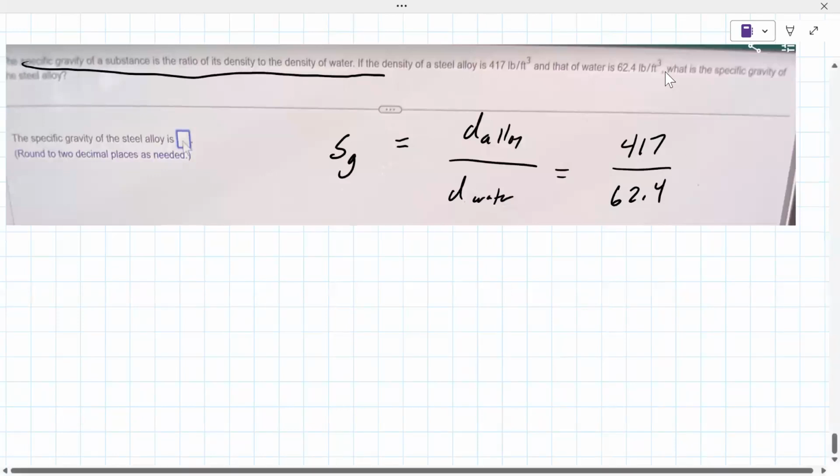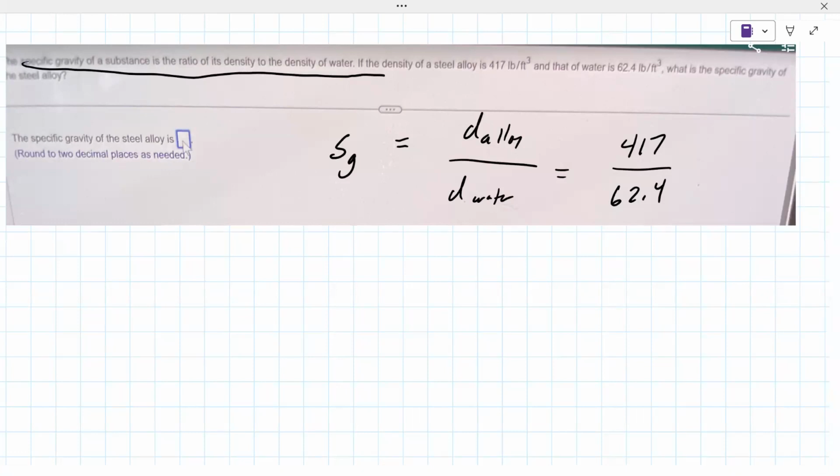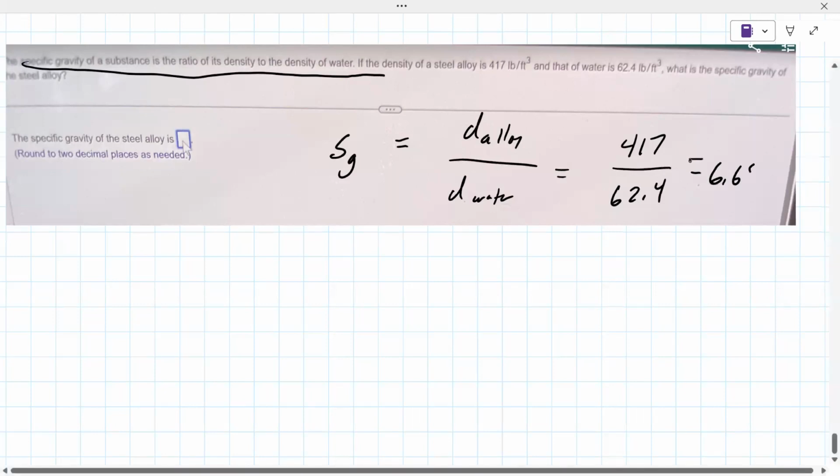So literally just dividing. This is not a complicated question, but it looks maybe complicating. We've been doing so many that require a lot of calculations. This one's very, very straightforward. I get 6.68.